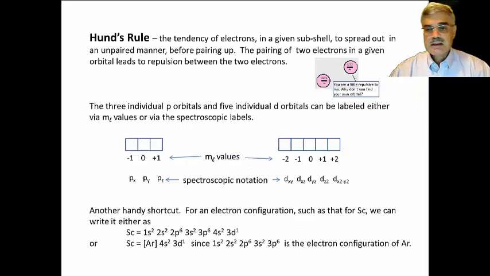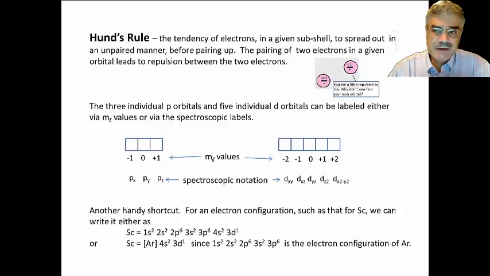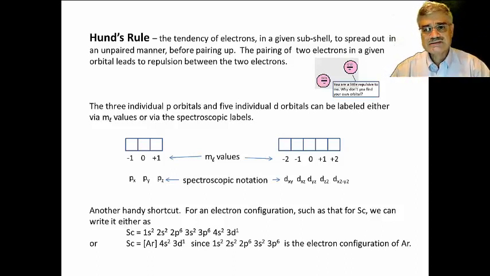Okay. Now, the examples we gave in the previous slide, especially ones like titanium, where we spread the electrons out into individual 3d orbitals, we also do this with the p orbitals. We just didn't mention it or stress it at the time. This can also be referred to as Hund's rule, the tendency of electrons in a given subshell to spread out in an unpaired manner before pairing up. The pairing of electrons actually requires overcoming some repulsion between electrons. Remember, electrons are negatively charged and they repel each other. So to put two electrons in the same orbital leads to a little bit of repulsion, and they'd rather be spread out if given a chance.